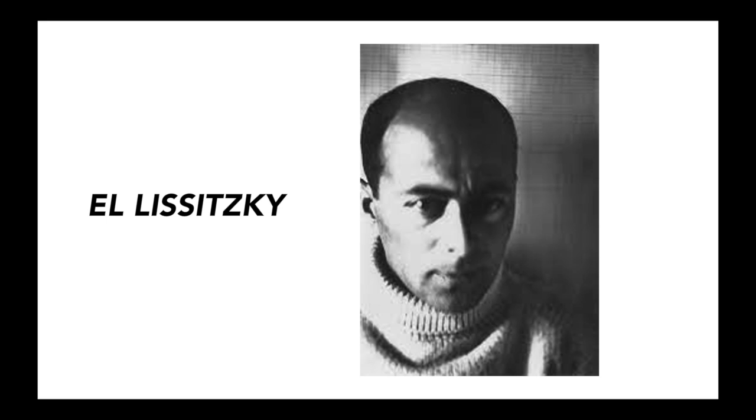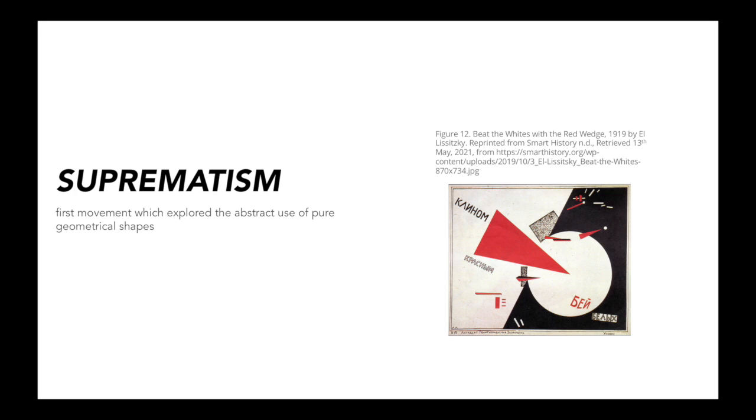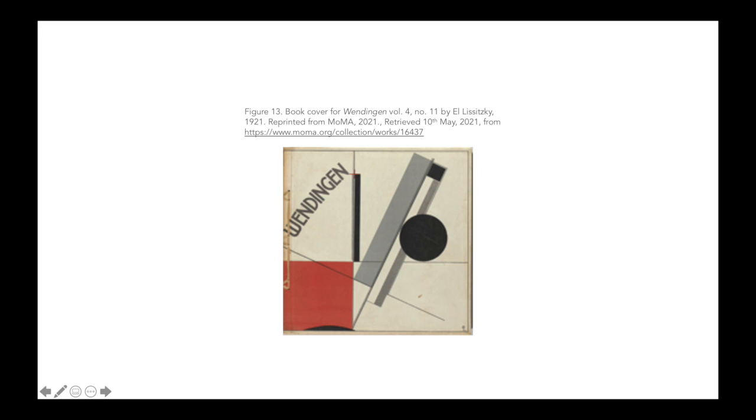He travelled and made many connections in the field, which allowed him to use German and Russian design ideas. Lissitzky was taught by the founder of Suprematism, Kazimir Malevich. Suprematism was the first movement which explored the abstract use of pure geometrical shapes and was founded around 1913. Figure 13 is in the Suprematism style. It uses a selection of rectangles, lines, and a square and circle to create an abstract piece.